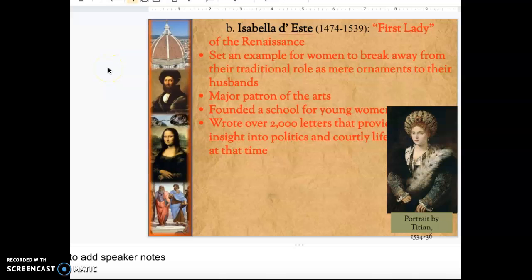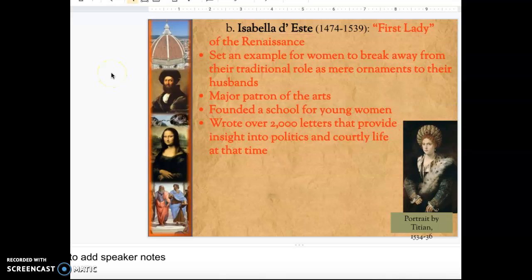Our next example of a Renaissance noblewoman is Isabella d'Este, and she is considered the first lady of the Renaissance. We know that she set an example for women to break away from their traditional role as mere ornaments to their husbands. So this is basically directed to the women of the Renaissance. So she wants to send a message to the women that they don't have to be in that traditional role as just simply an ornament to their husband.